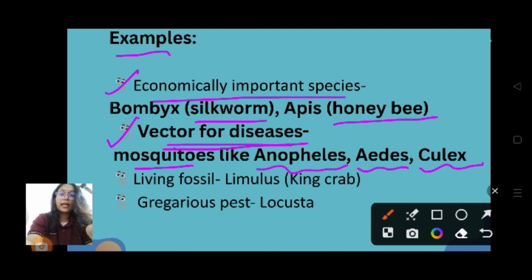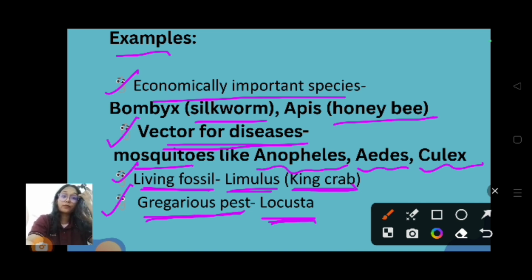Then the third one is living fossils like Limulus, whose common name is king crab. Limulus is also known as king crab. They are the living fossils. Is it clear? Then coming to the gregarious pests like locust. Gregarious pests like locust. Now we'll see some pictures.